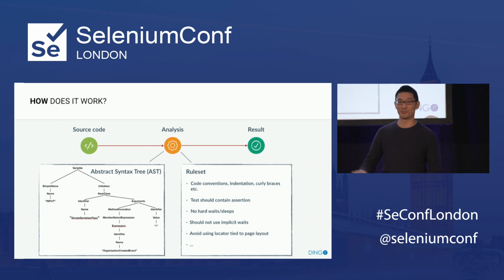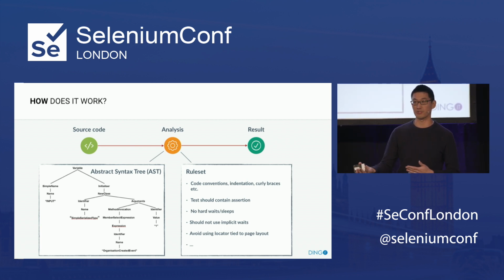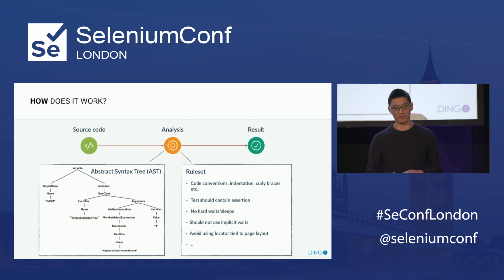Hard waits, locator strategy, stuff like that. So you have a rule set, right? And the things that you want to check in your code. So you have two things, the source and the rules, and then it checks it and gives you back the result. And this goes really fast.